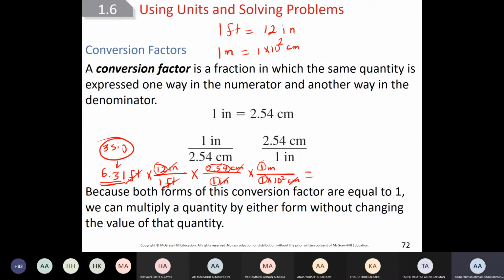So what should the answer be? Do it in your calculator and give me what I should write, with three significant figures. 1.92 meter. See, I converted foot to meter without thinking, should I divide or multiply? No, get rid of units. Is this clear? Very good.